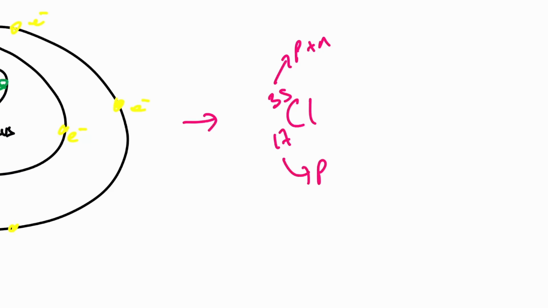And usually, because chlorine as an atom would have the same number of protons as electrons to make it have zero charge, you can also say it has 17 electrons, okay?